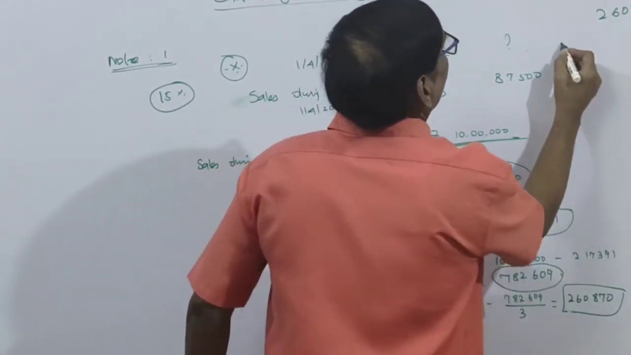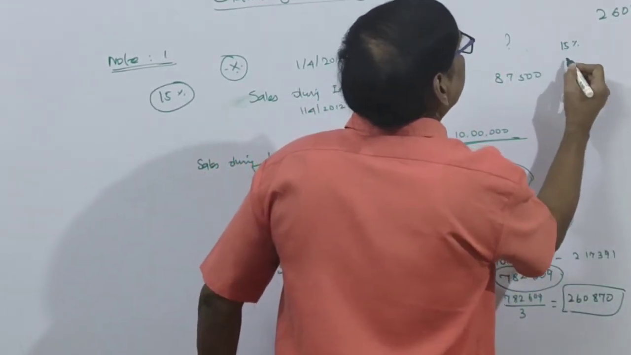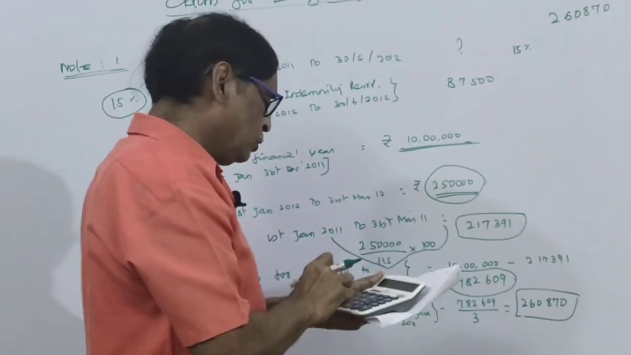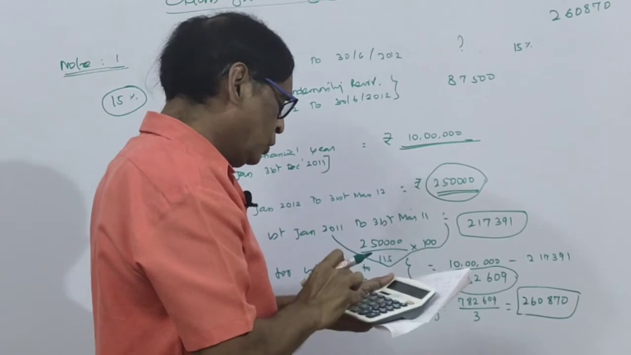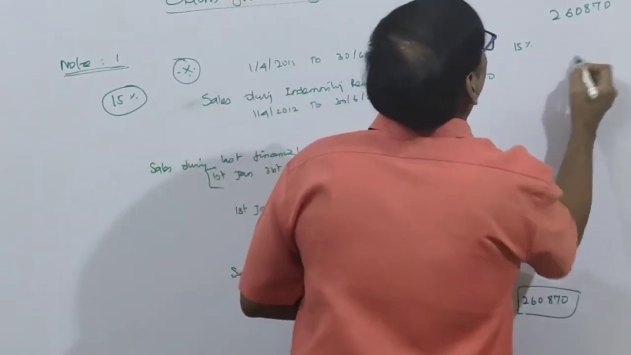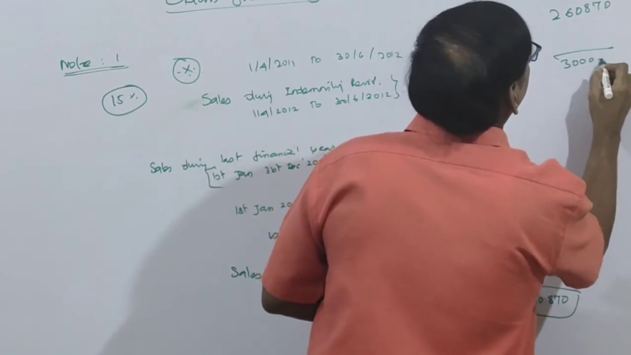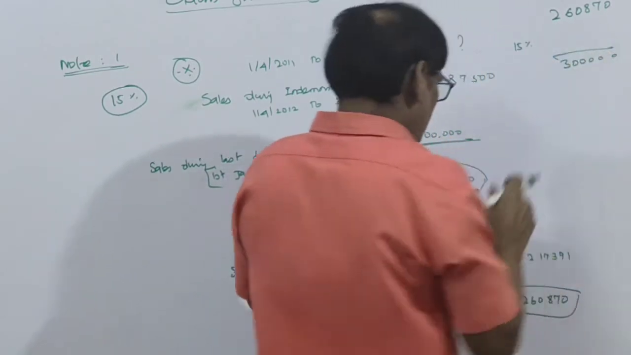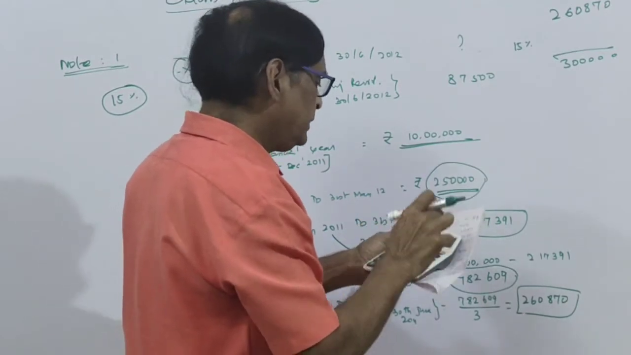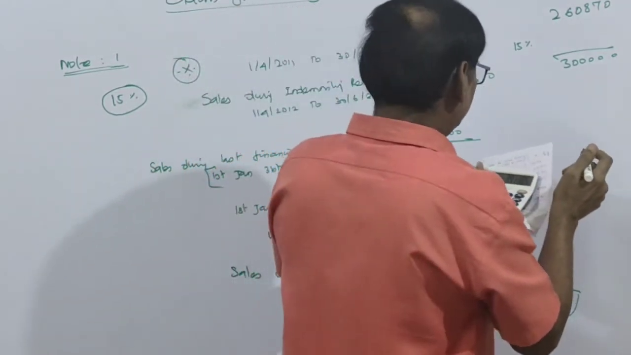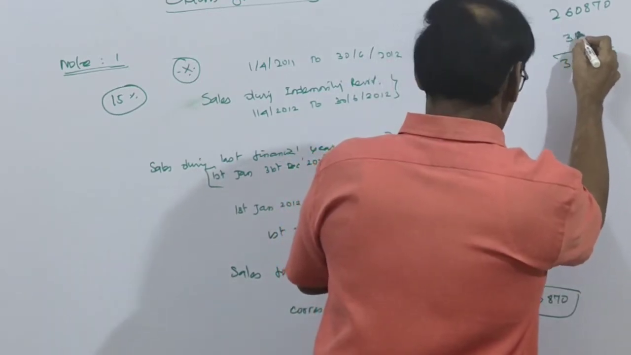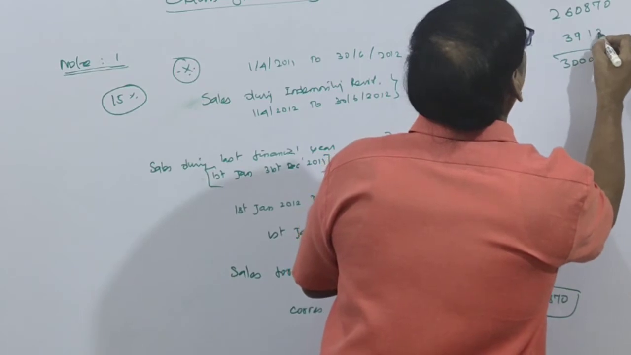So additionally, you have to calculate like this: 2,60,870, and then upward trend 15%. Then how much? 2,60,870 into 115%, that is 3 lakhs. So how much is the figure? 2,60,870 into 15%, that will come around 39,130.